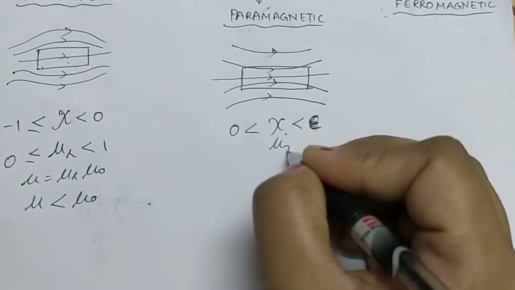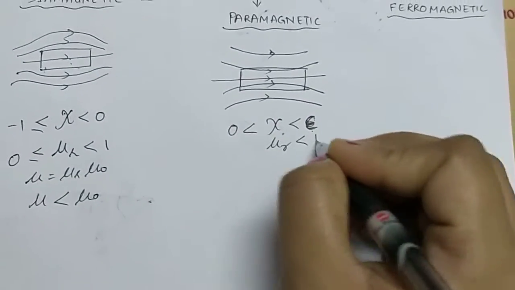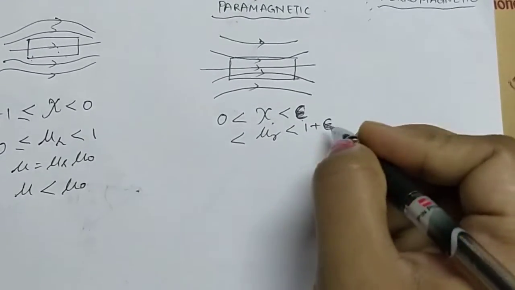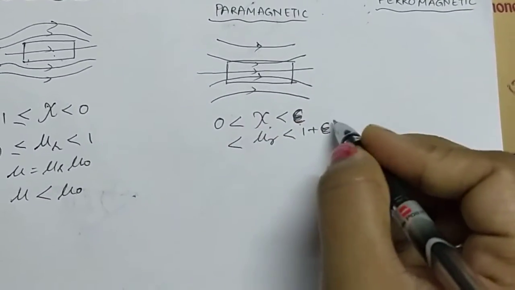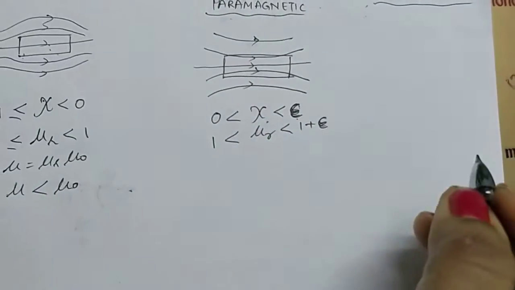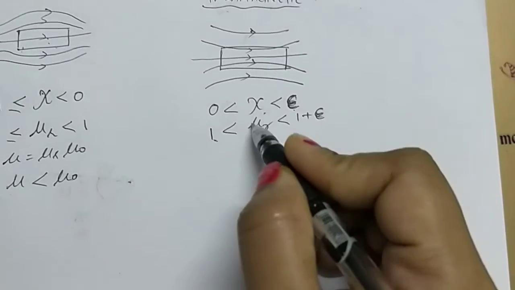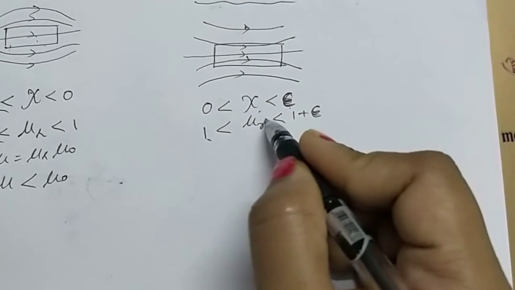So what will happen to mu r, relative permeability? Obviously it will be 1 plus epsilon, and it will be greater than 1. This epsilon is not the epsilon of electrostatics. This is just a positive small number. So it is greater than 1 but not very much greater than 1, slightly greater than 1.